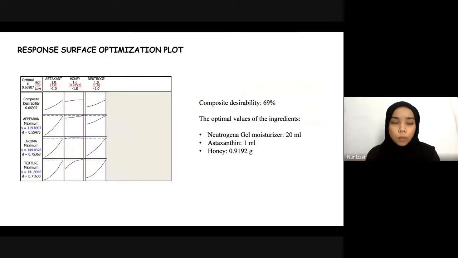Okay. Moving on to the response surface optimization plot, this is the simulated data. Based on the data, the composite desirability is 69%. The 69% indicates that only 69% of the 20 respondents like the moisturizer when the ingredients of Neutrogena gel moisturizer are at 20 ml, astaxanthin at 1 ml, and honey at 0.9192 gram.